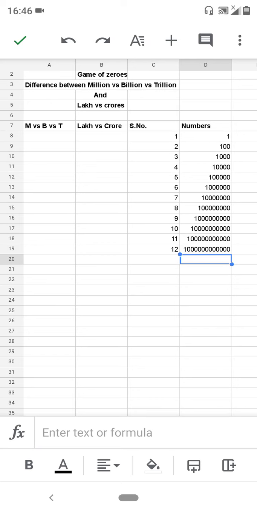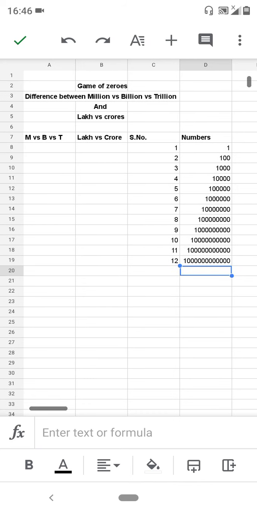Today in this video we will talk about how many zeros we have in million versus billion versus trillion, and how many zeros we have in lakh versus crore. So let's get started. If you see in front of your screen, I'm calling this a game of zeros.